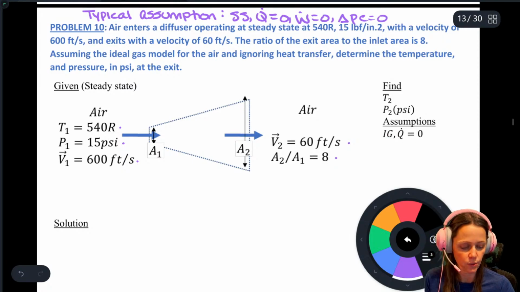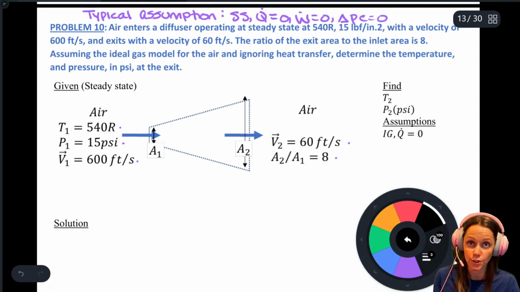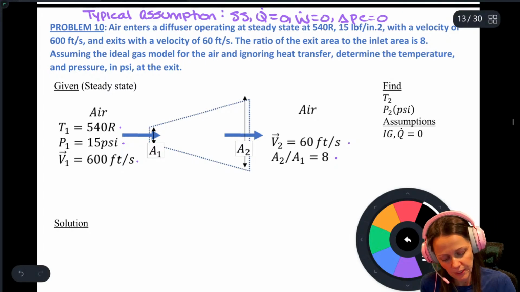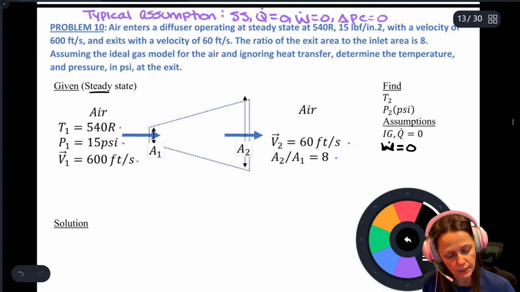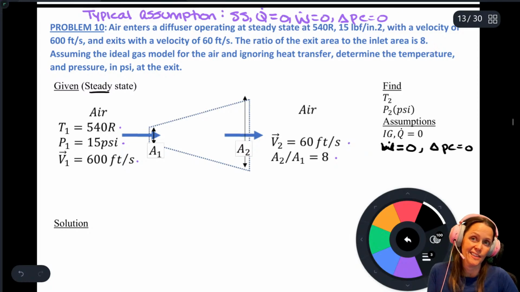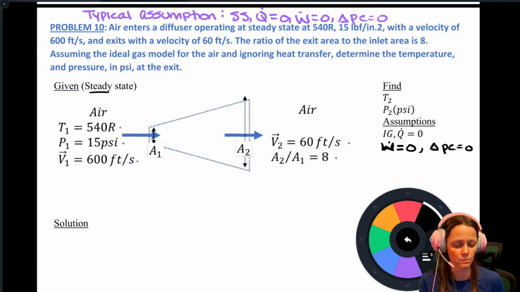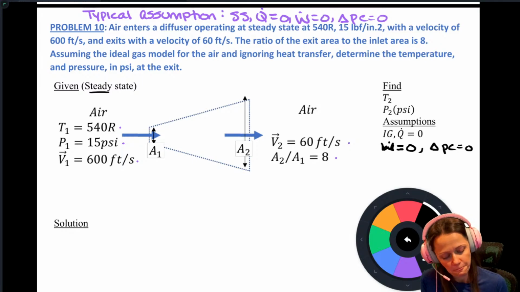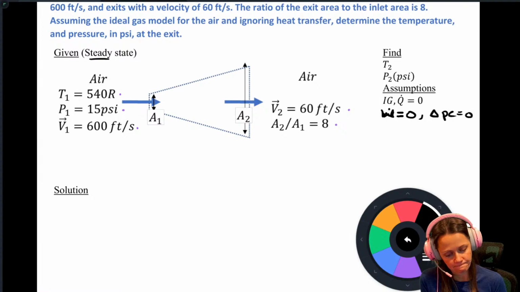So they do tell us to ignore heat transfer, but they didn't actually tell us any of these other typical super secret assumptions that we're going to make. So, yep, steady state, Q dot equals 0, and super secret option number 2 is W dot equals 0 and changes in potential energy are equal to 0. They didn't tell us anything to say don't actually make that assumption, right? Don't actually calculate what the change in potential energy is. So T2 and P2, that's what I need.